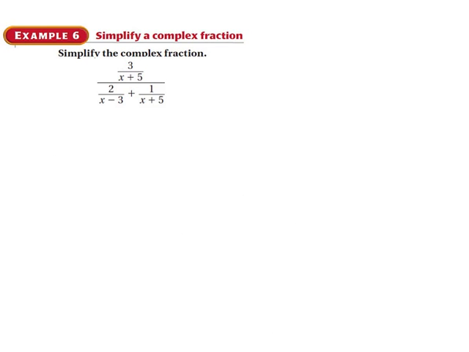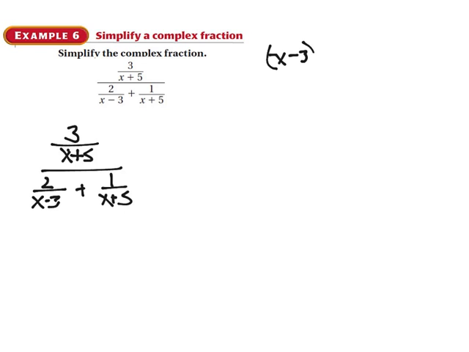All right, on this one, the bottom needs simplified. So we end up with 3 over x plus 5 on the top. On the bottom, okay, 2 over x minus 3 plus 1 over x plus 5. And so our least common multiple is going to be x minus 3 times x plus 5. So I'm going to multiply both top and bottom by x plus 5 on the first one.